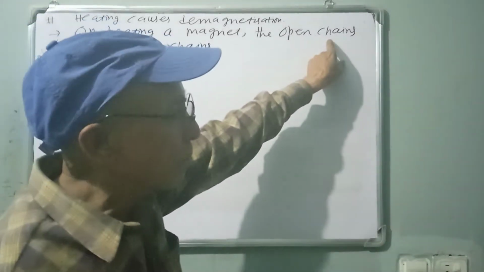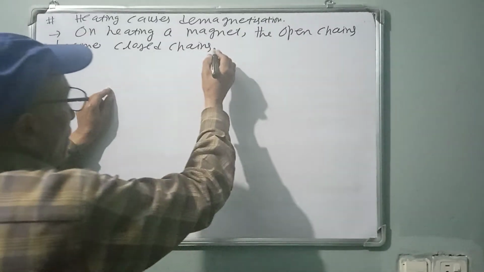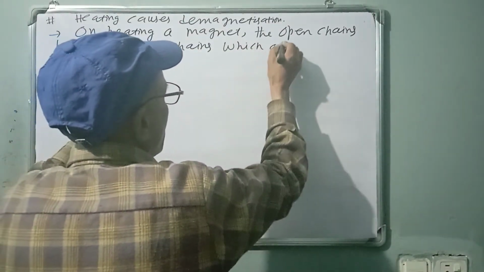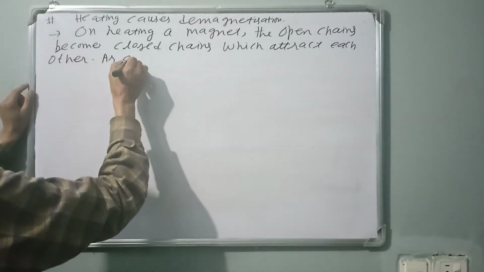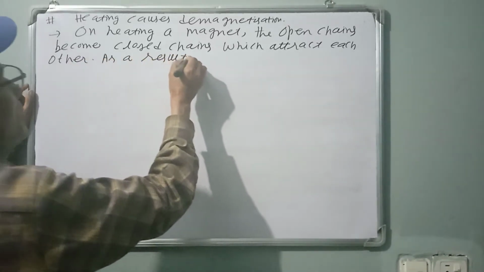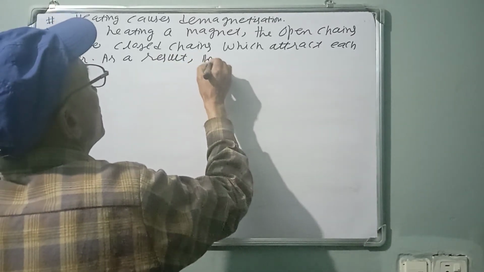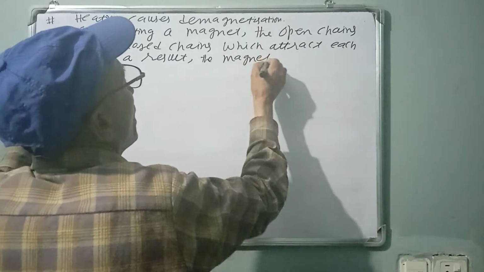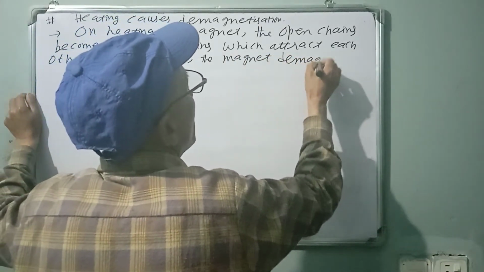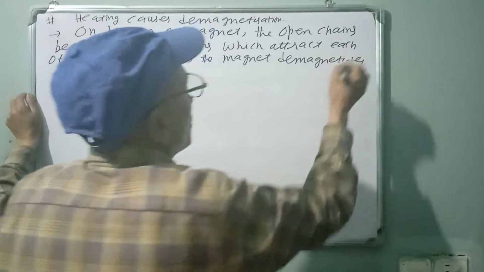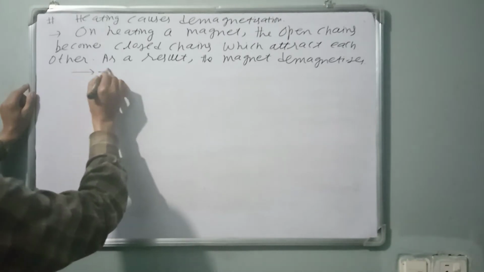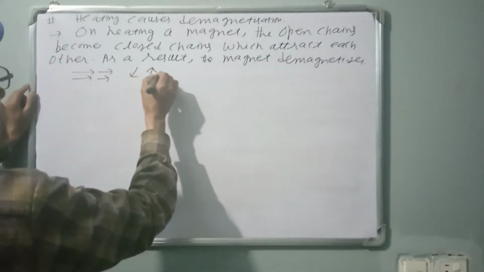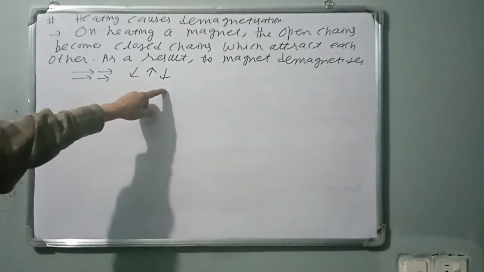That means the regular patterns become irregular, which attract each other. As a result, the magnet demagnetizes. The magnet loses its magnetic properties because the regular patterns become irregular, open and closed.